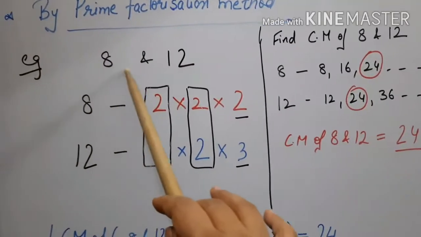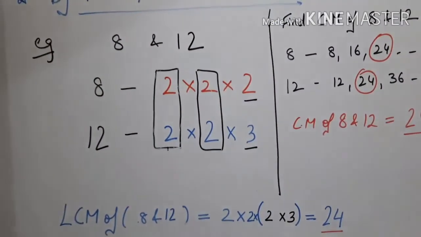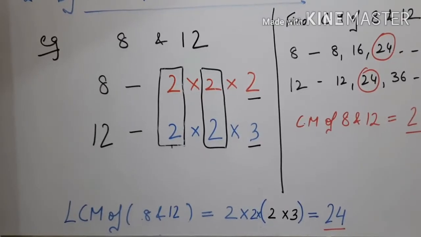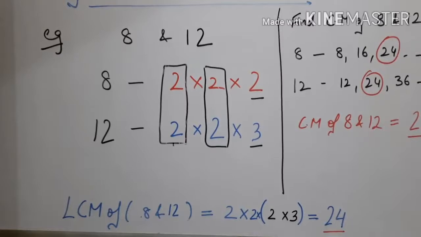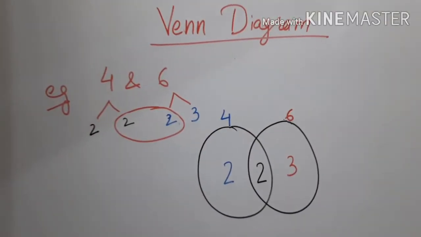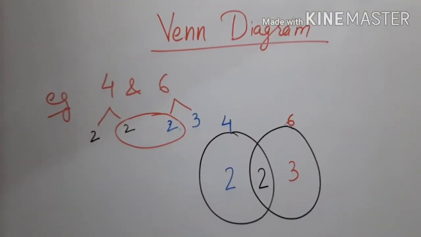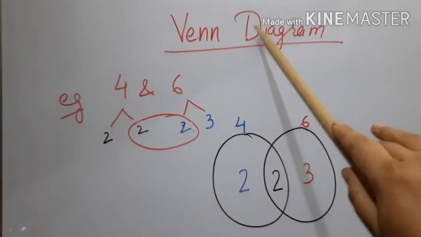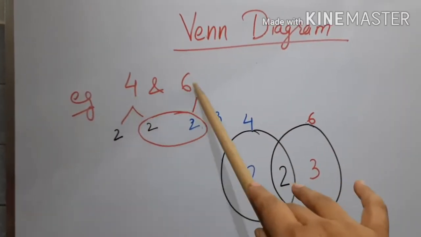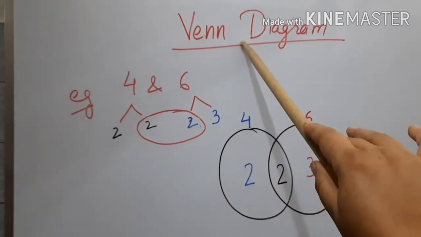What is the LCM of 8 and 12? That is also 24. In this way, you can tally whether you are correct or not. Now let us learn how to find the LCM of two numbers by using a Venn diagram. I have to find the LCM of 4 and 6 by using a Venn diagram.